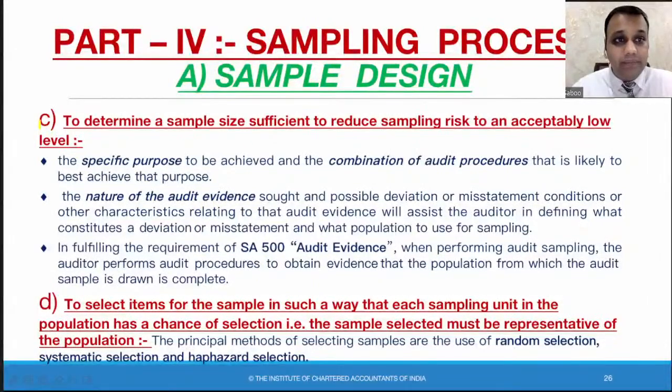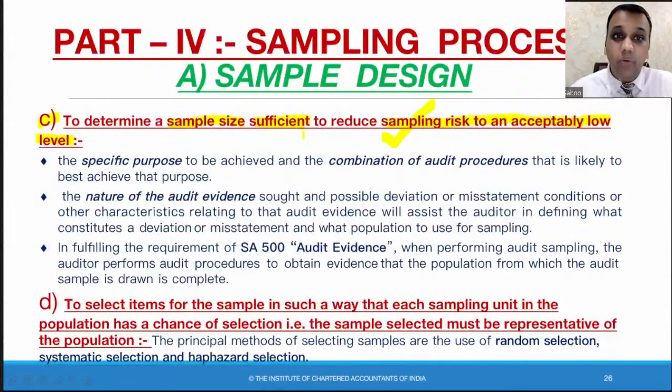So the third factor, to determine a sample size, is that we have to extract a sample with a proper size, which should be sufficient enough to reduce sampling risk to an acceptably low level. The sample size should not be so small that our sampling risk goes higher, and it should not be so big that we are carrying out almost 100% of the checking. What was the sampling risk? That the results obtained from the sample do not match the results that would have been obtained from the population had our audit procedures been applied on the whole population.